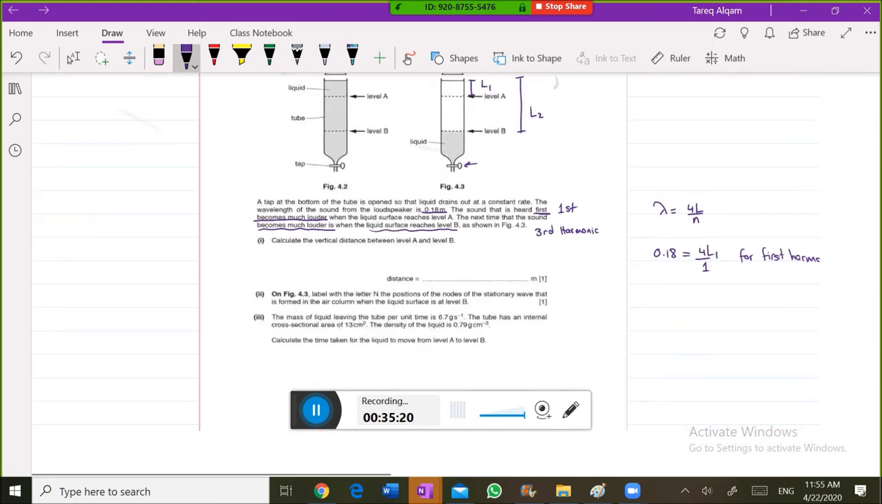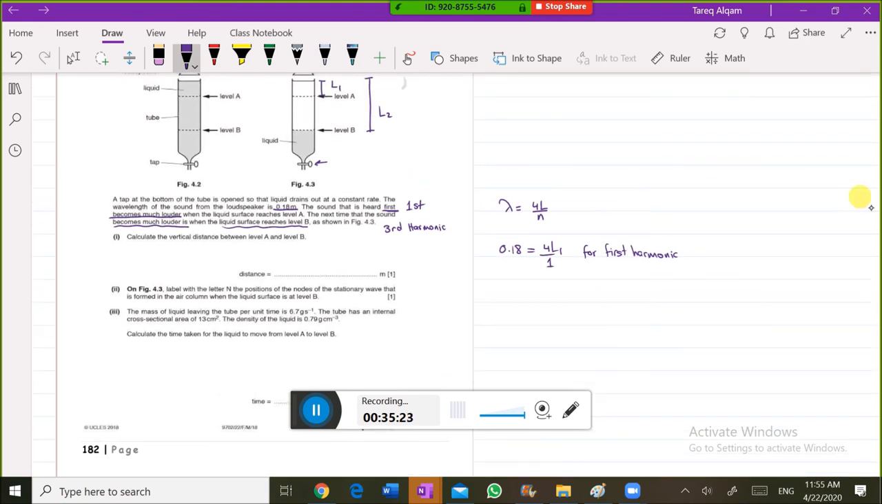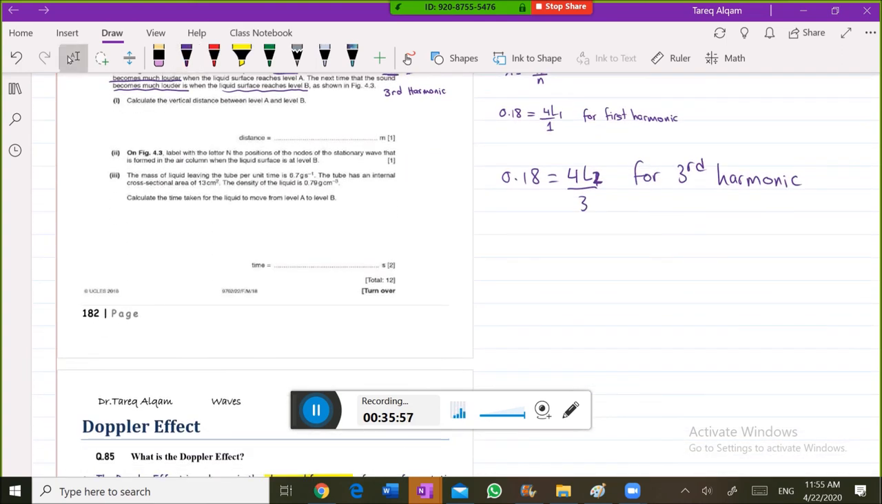And the second one, 0.18 equals 4L2 over 3 now, صح? This will give us the second resonant length, this is L2, for the third harmonic. Then I have to subtract them. Is that clear, guys? On figure 4.3, label with the letter N the position of a node of the stationary wave that is formed in the air above the liquid at B. اتفقنا, guys.